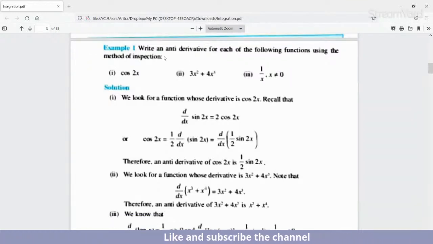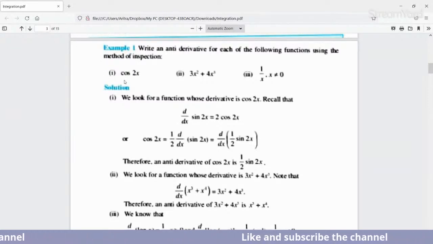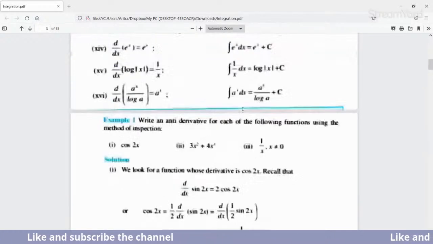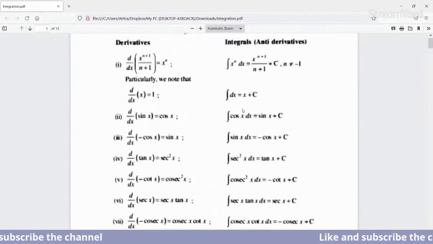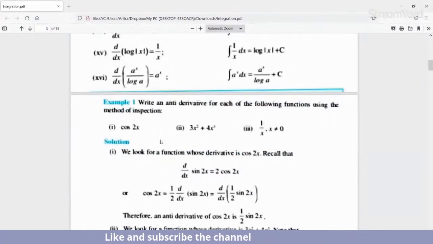So here we have to find the antiderivative. Don't get scared; antiderivative just means integration. You have to integrate all the given questions. So cos 2x. What is the integration of cos x? Integration of cos x dx is equal to sin x plus c. So obviously the integration of cos 2x will be sin 2x.